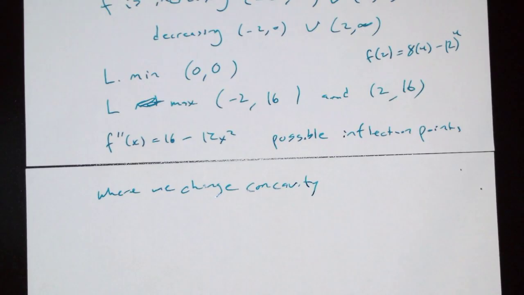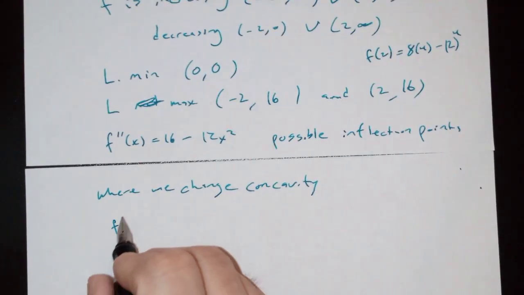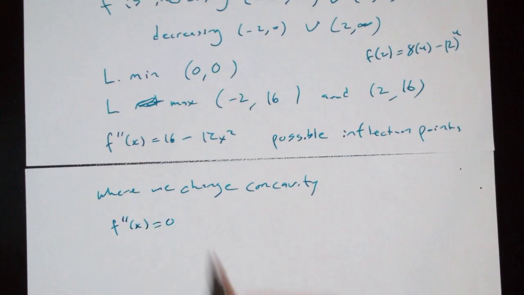And if I'm going to change concavity from positive to negative or negative to positive, I'm going to go through 0. So again, I need to know where that's 0, or doesn't exist, but this is a polynomial that exists everywhere.